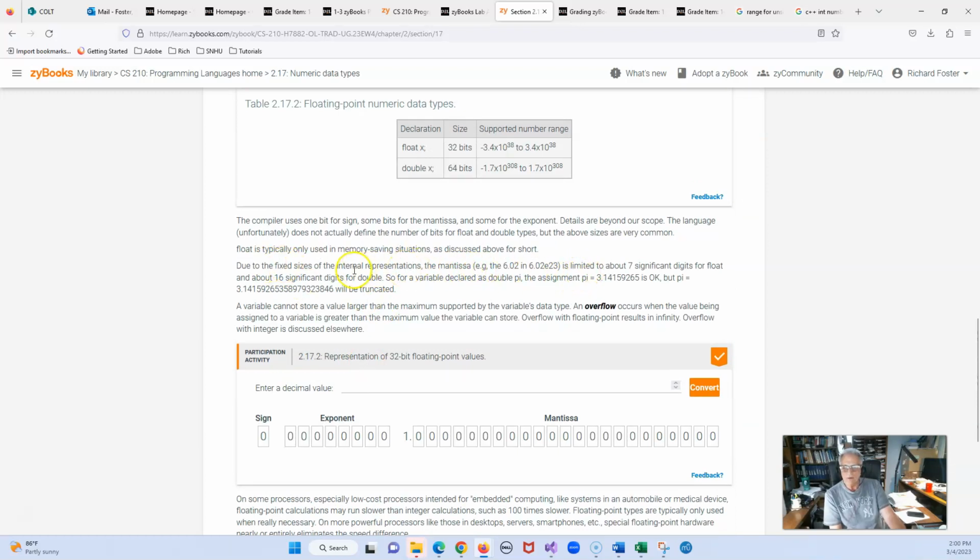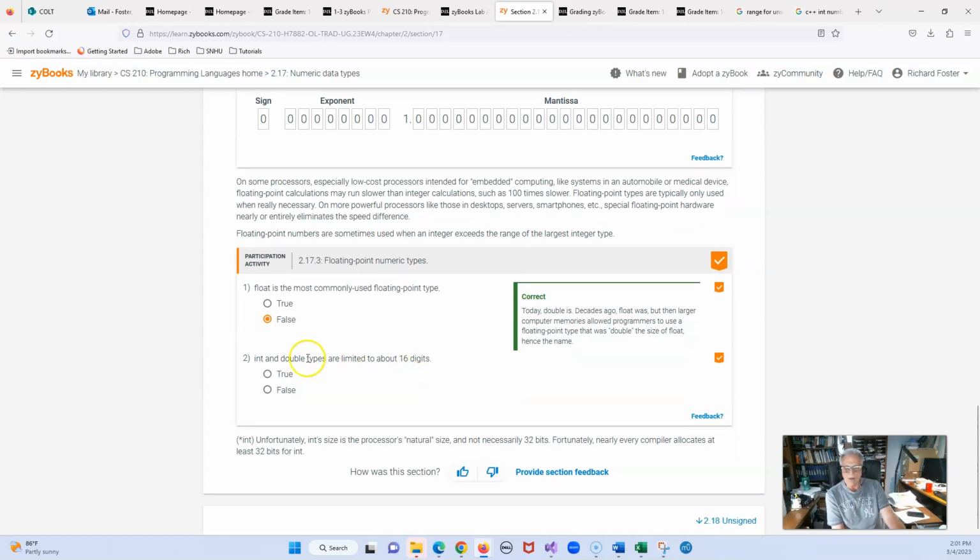So you have, due to the fixed sizes of interpretations of mantissa, don't get too hung up on that. We have 7 significant digits for float and 16 for double. What that would mean is a significant digit is anything after the first non-zero. So all these wouldn't be significant. Of course, this is something different, but all of these would be significant in here. Even if they were all 0, it still would get chopped off. So I'm going to leave this for you to answer, and if you don't get it right, it will explain to you exactly what the correct answer is.